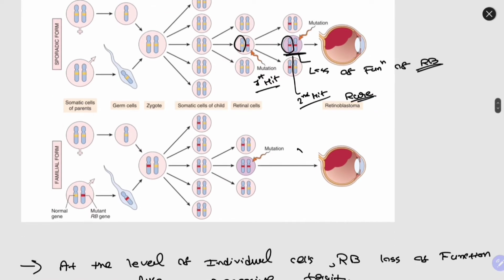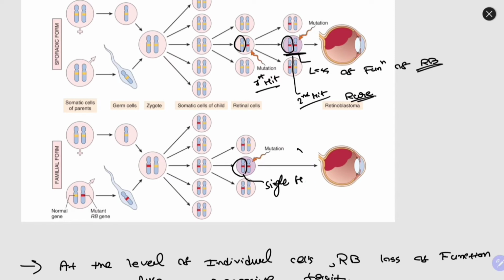Well, what happens when a parent already has one mutant RB gene and transmits it to the child? In this child's cells, one gene is mutated and the other is functional. So this genome needs only a single hit.